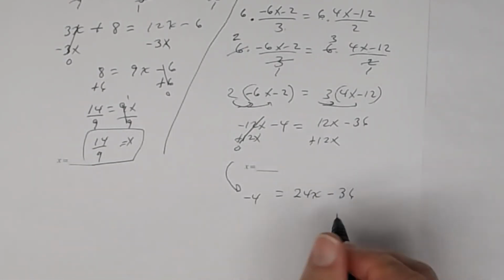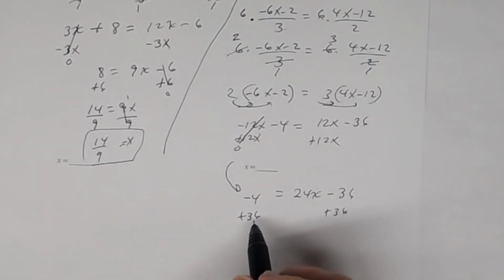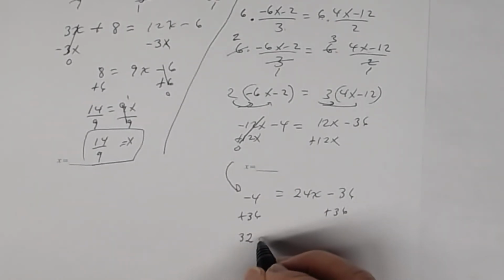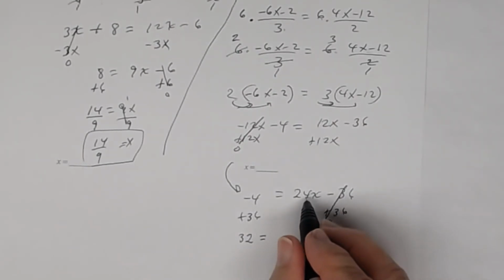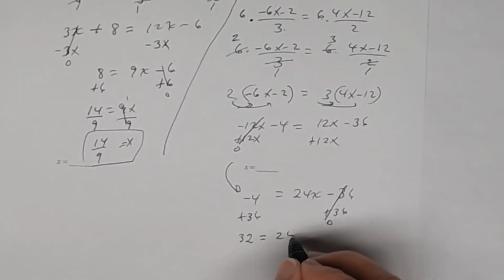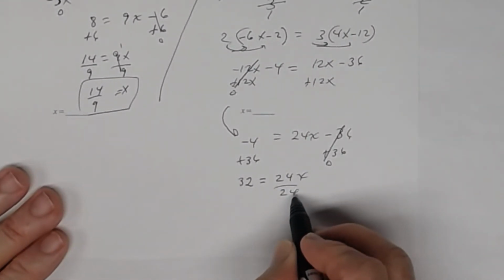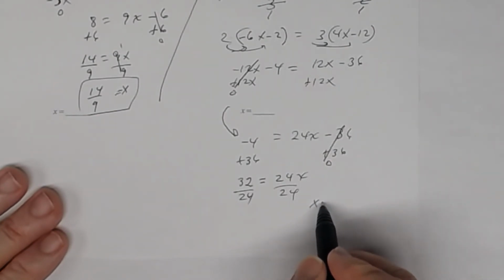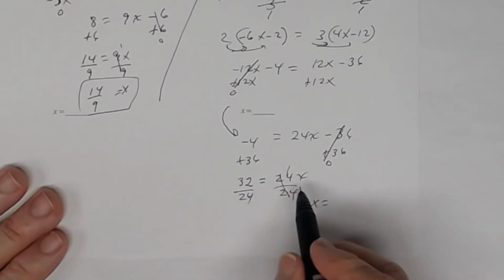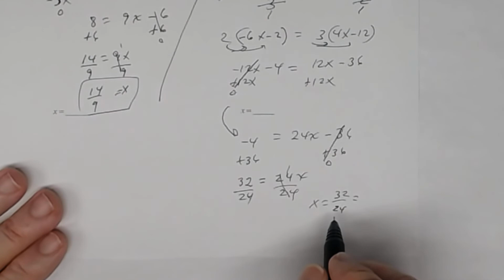Now I'm going to add 36 to both sides, just like this. And so I get negative 4 plus 36 is 32. Equal. Negative 36 and 36 is 0. 24x plus 0 is 24x. And then finally, get x by itself. I'm going to divide both sides by 24. So I get x equal, this is 1, so x equal 32 divided by 24, but you have to reduce.